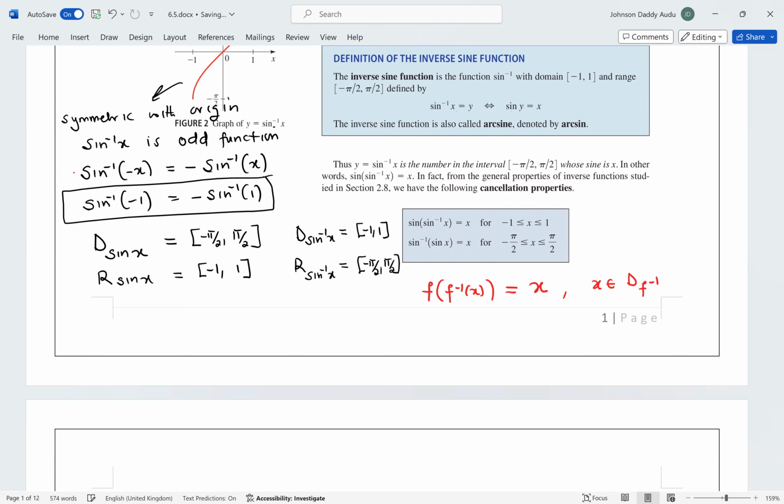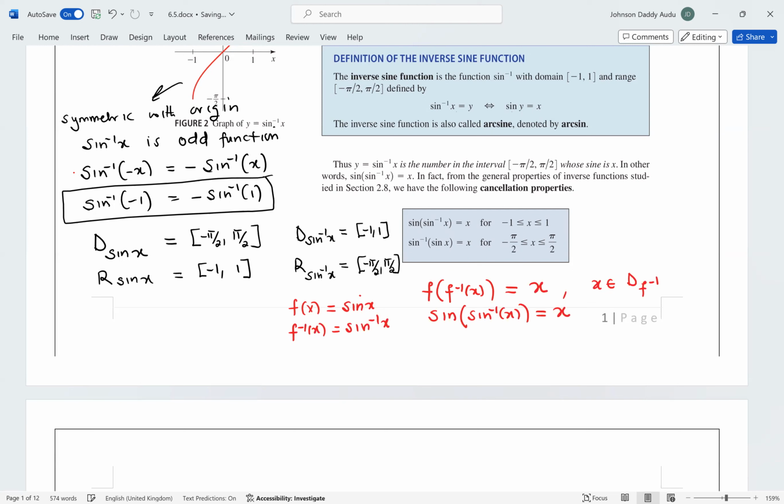So now, what we're going to do is take the function. What is our function? Let's take f of x to be sine x. And its inverse is sine inverse of x, right? So if we use this property, this means that sine of sine inverse of x is equal to x. But this x must be in the domain of f inverse, which is the domain of sine inverse of x. We wrote it here. The domain of sine inverse of x is the closed interval minus 1 to 1. So that is why we have this first property here.